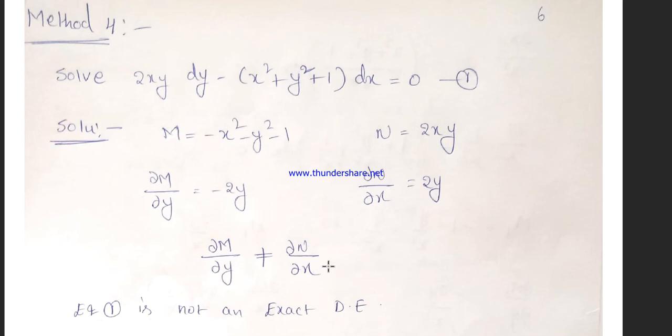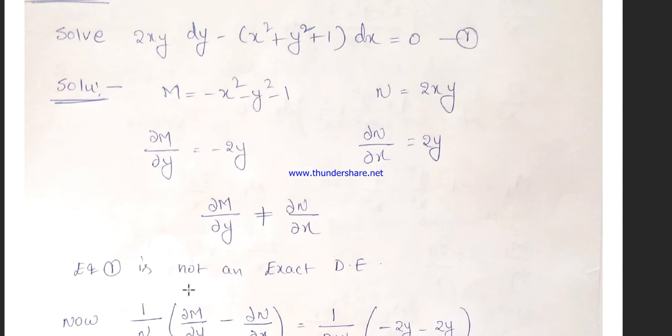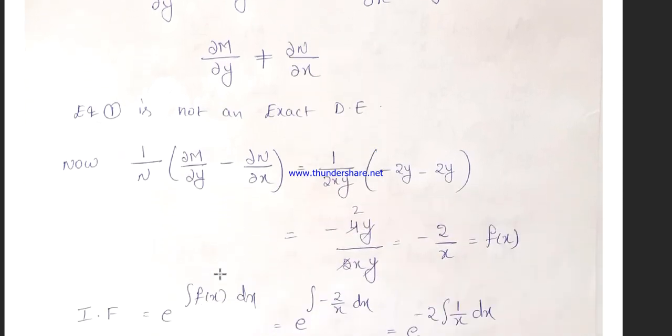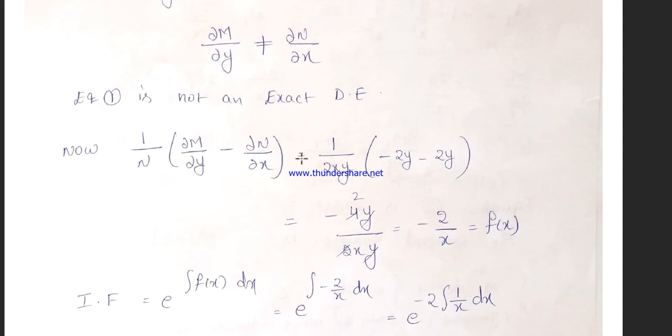So the given equation is a non-exact differential equation. How to find the integrating factor? Now we check the term 1 by N into (∂M/∂y minus ∂N/∂x). N is 2xy, so 1 by 2xy into (minus 2y minus 2y). We already have these terms; substituting the values, we get minus 4y by 2xy, the y's cancel, and we get minus 2 by x. This is a single variable function in x, so the integrating factor is e power integral f of x dx.